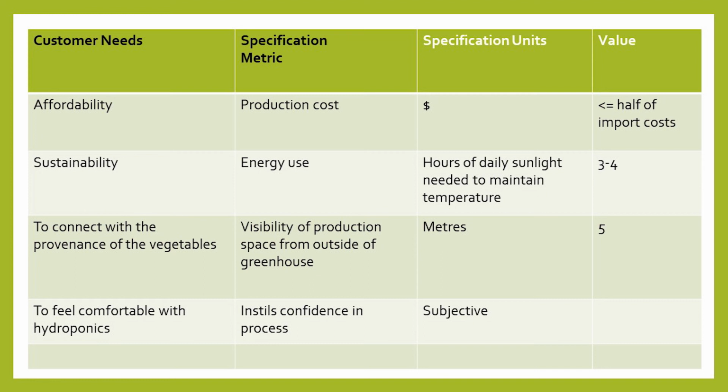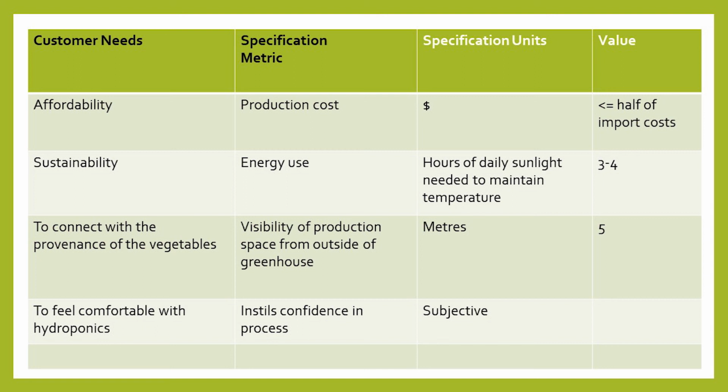Same with the community's need for the production to be sustainable. How do we measure whether we meet those expectations? Through measuring the energy used. We'll aim for 3 to 4 hours of sunlight being sufficient to maintain temperatures in the greenhouse. Again, we don't know how we'll get there yet, but we're setting the goal.